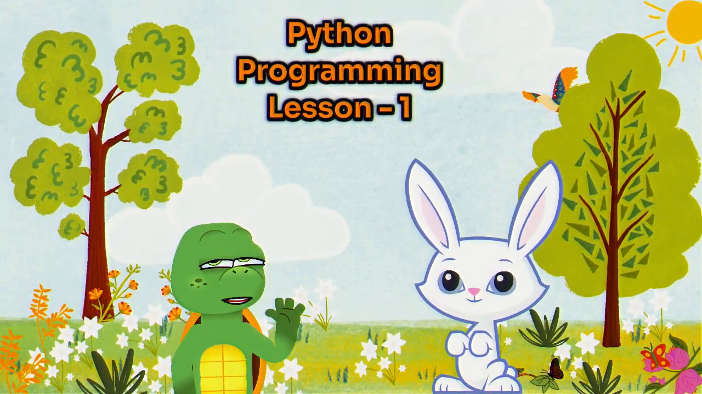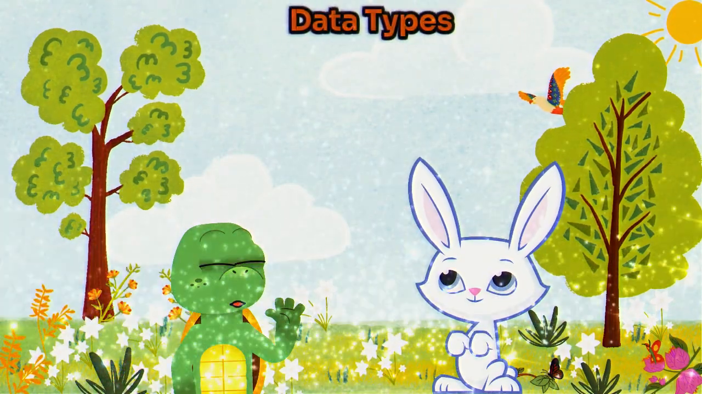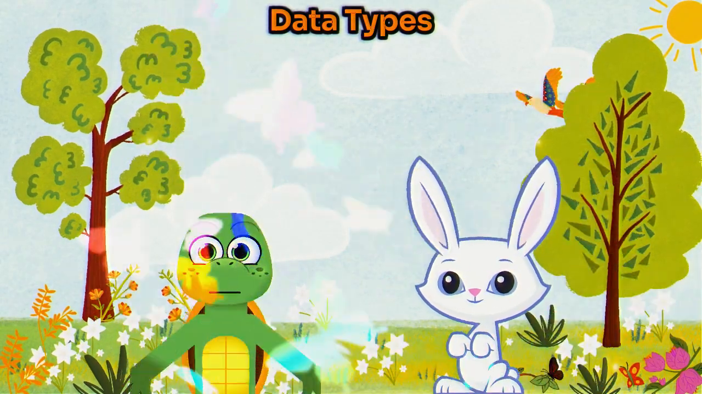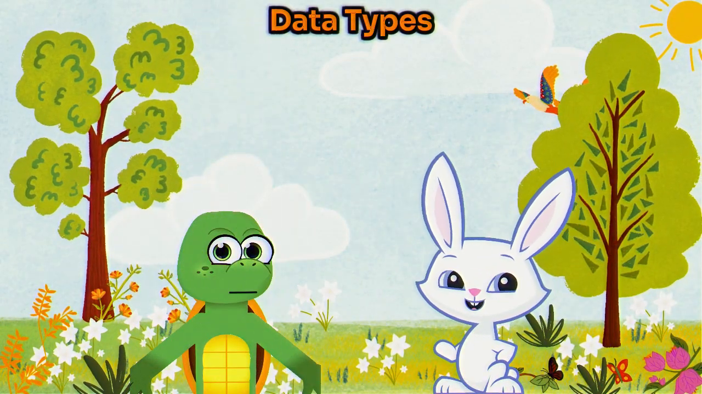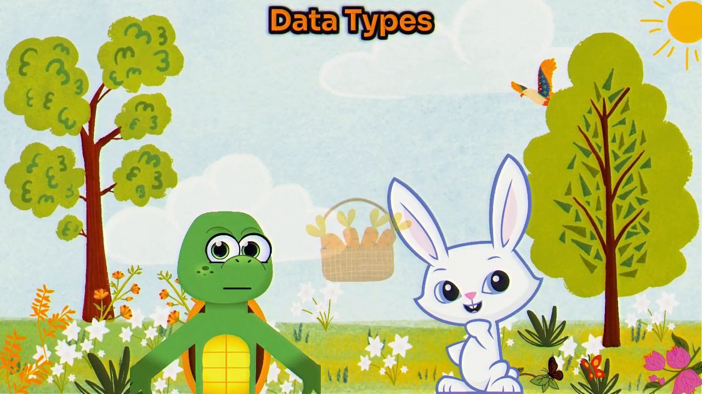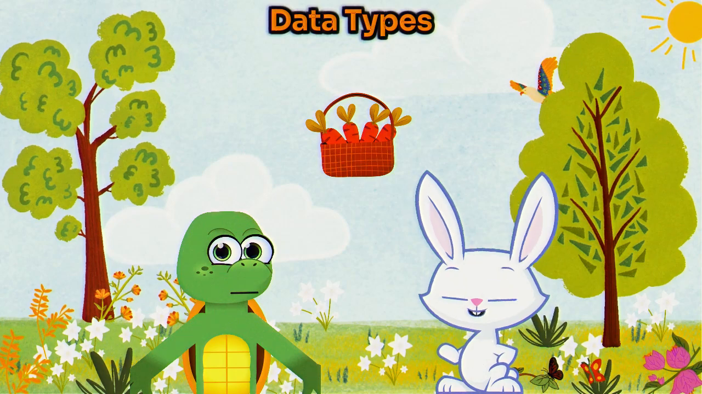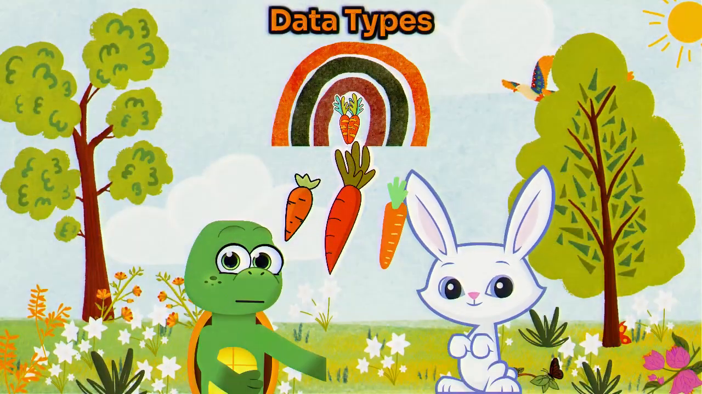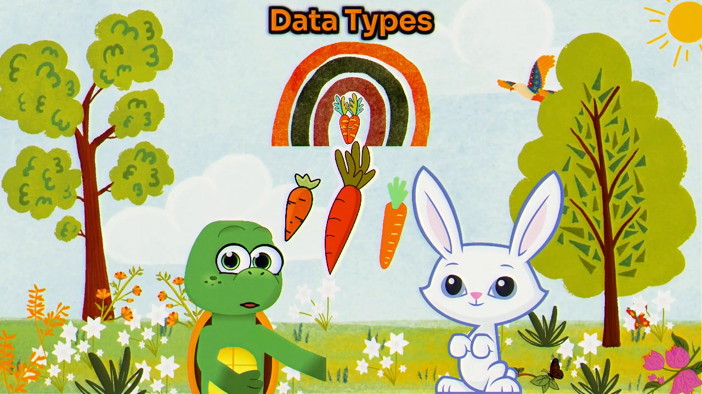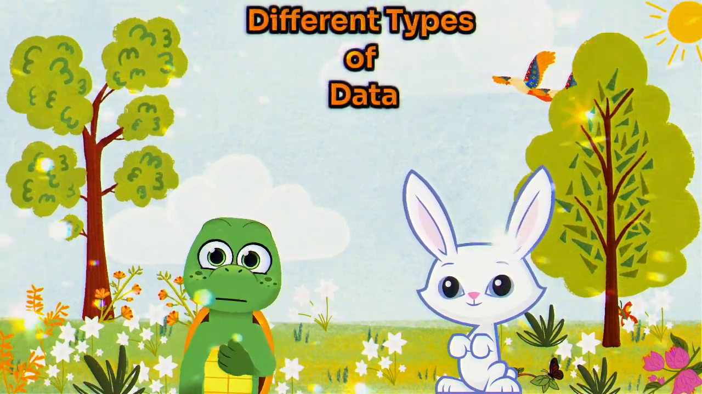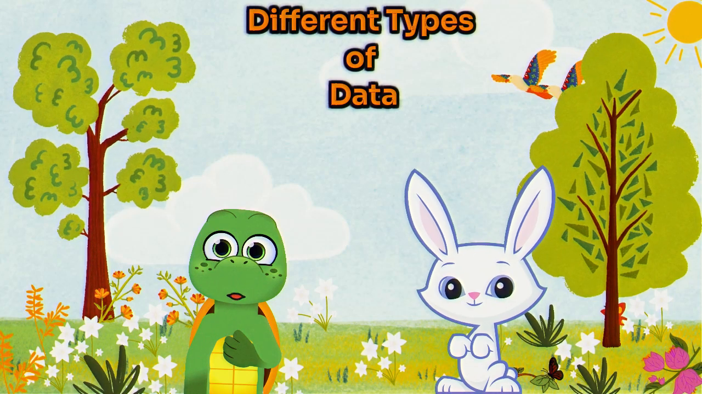Hi, everyone. I'm Toby. Today, we'll talk about something called data types. It sounds fancy, but don't worry. We'll make it fun. Oh, I see. What kind of data types are there, Toby? Wait, data types? Are those like the types of carrots I eat? Big carrots, small carrots, rainbow carrots? Sort of. Just like how there are different types of carrots, in Python, there are different types of data. Each type tells Python how to use the information.